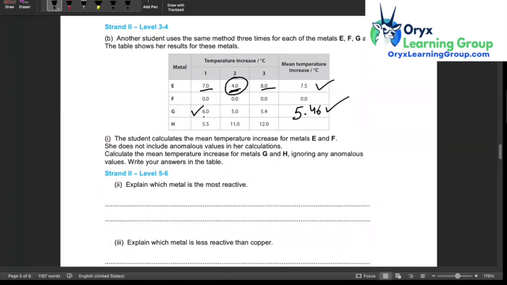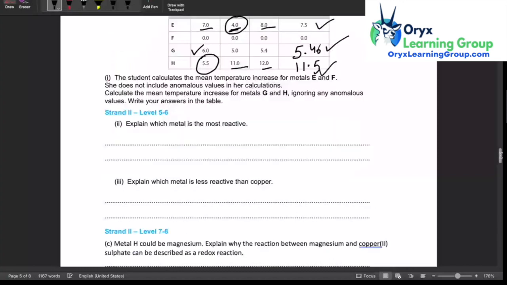Why? Because here 5.5 is an anomalous reading, right? So it's an outlier. So we have to take 11 and 12. So 11 plus 12 divided by 2 will be 11.5. Okay, good. Okay, let's go to the next question.